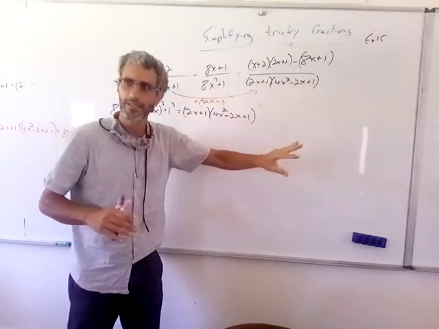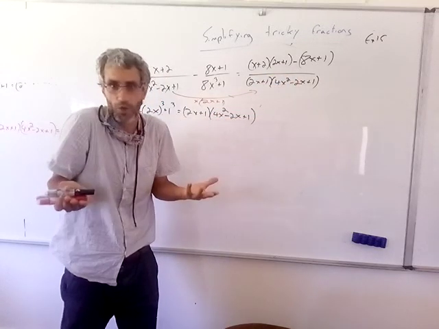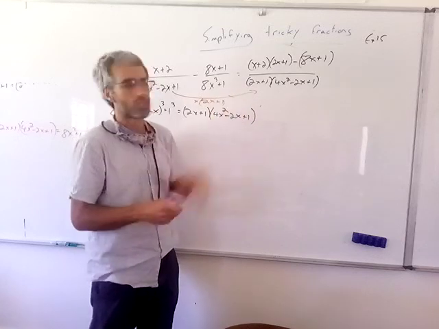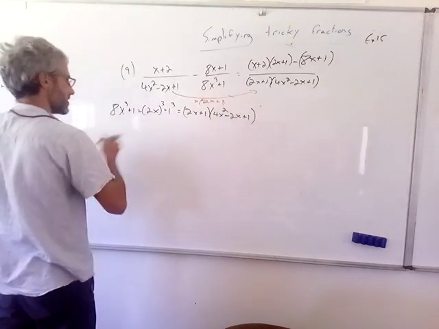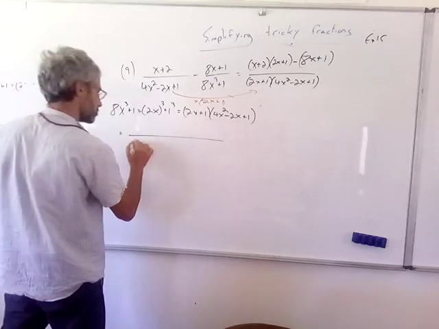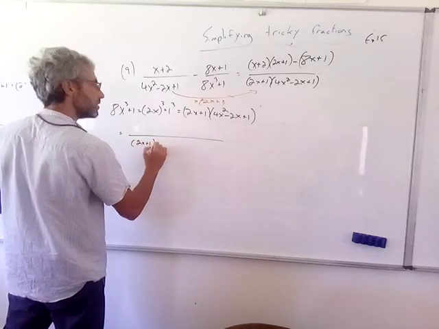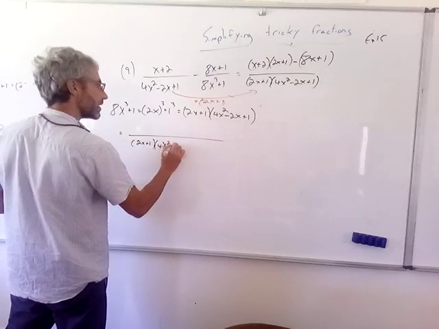At the end, if I can't cross-cancel, then eventually I will go to that. Okay, so let's help me out writing. At the bottom, I'm going to have 2x plus 1 times 4x squared minus 2x plus 1.